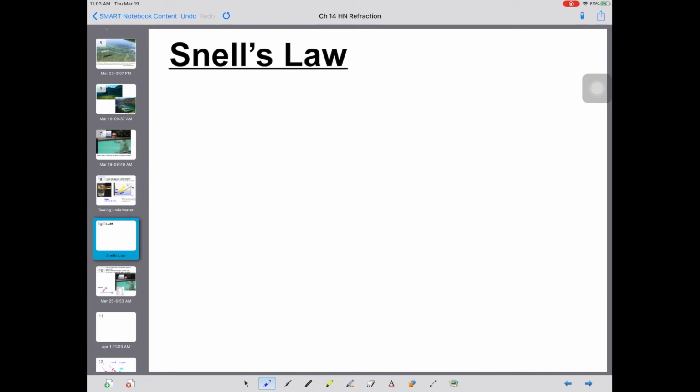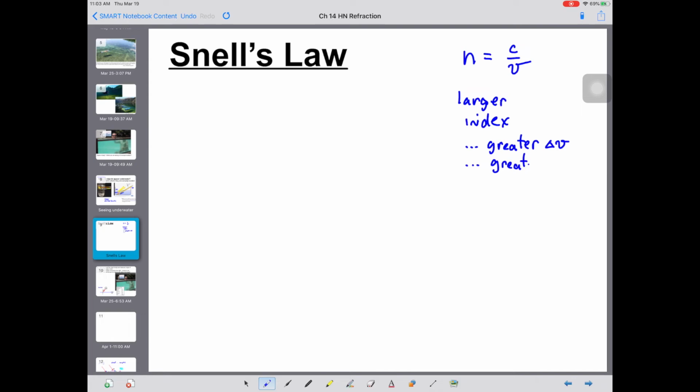Now, Snell's Law. Index of refraction: so far, we've said n is equal to c over v. And n is equal to c over v, the larger the n value, the larger that index of refraction, the greater the change in speed.